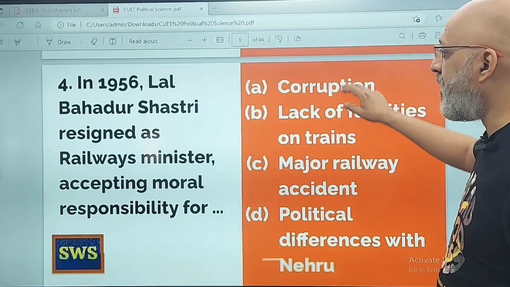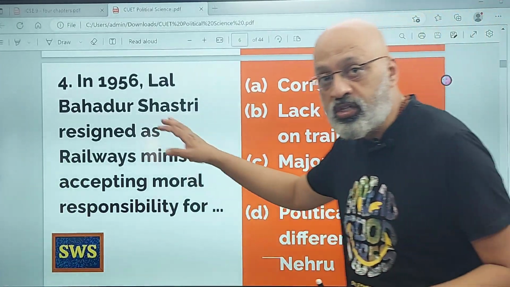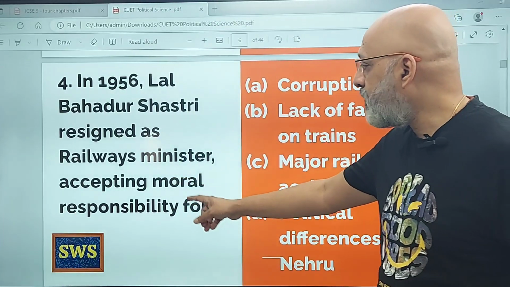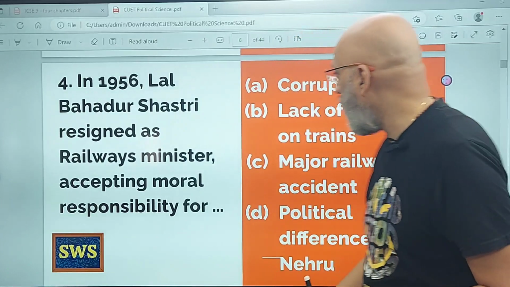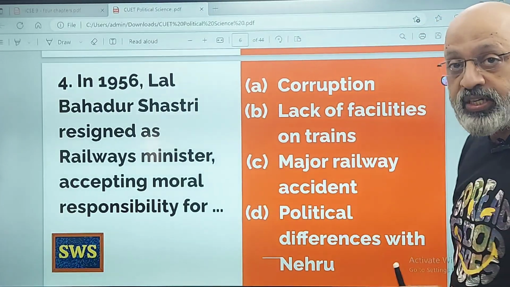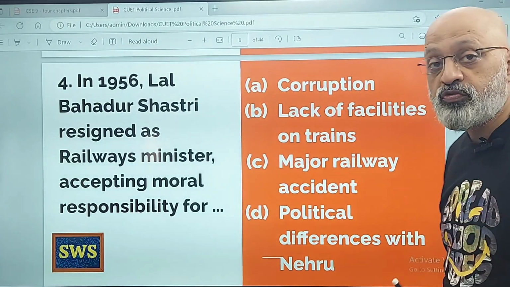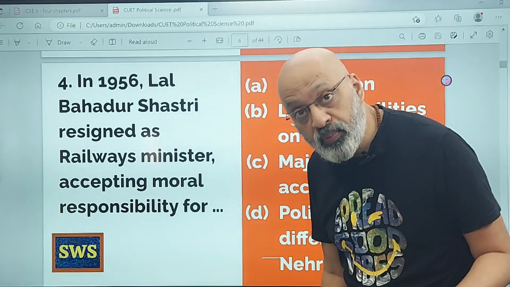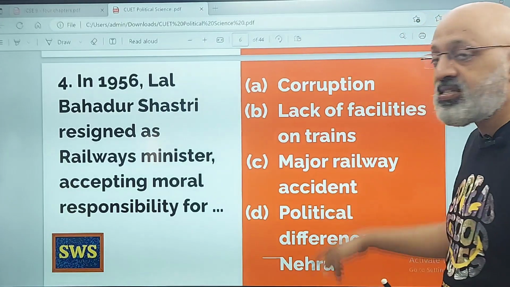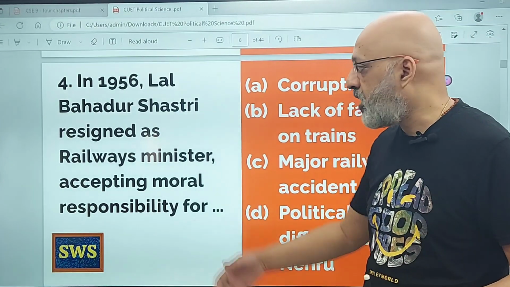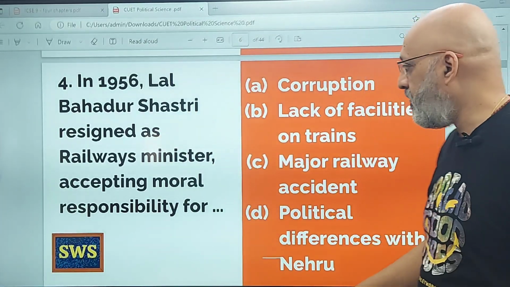In 1956, Lal Bahadur Shastri resigned. Lal Bahadur Shastri, who was then the railways minister, accepted moral responsibility for what? Corruption, lack of facilities on trains, a major railway accident, or political differences with Jawaharlal Nehru, who was then the prime minister? The correct answer is C, a major railway accident took place, after which Lal Bahadur Shastri resigned as railway minister.